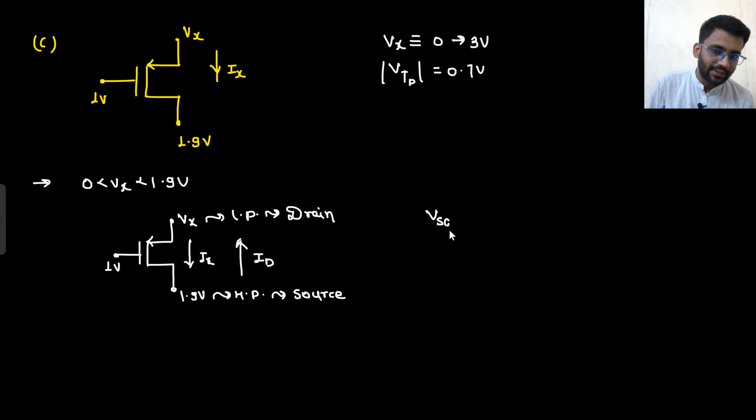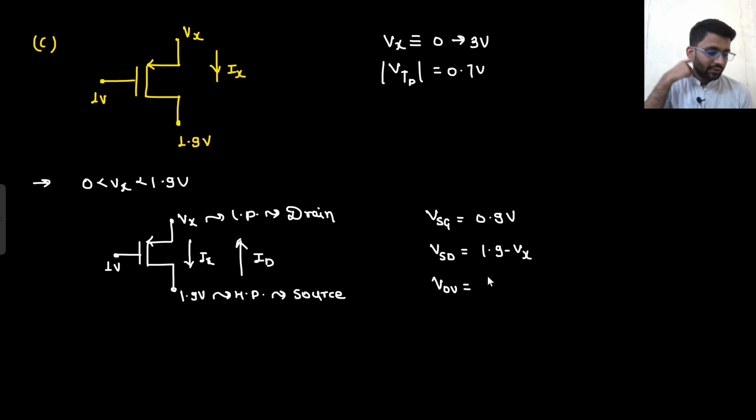What will be my VSG value? Why am I interested in VSG? Because I am talking about PMOS now. So what is my VSG? VSG, that would be 0.9 volt, source to gate. What would be my VSD? VSD would be 1.9 minus Vx. What would be my V overdrive? That would be VSG minus VT. So 0.9 minus 0.7, that would be 0.2 volt. Everything is clear? Say yes or no.